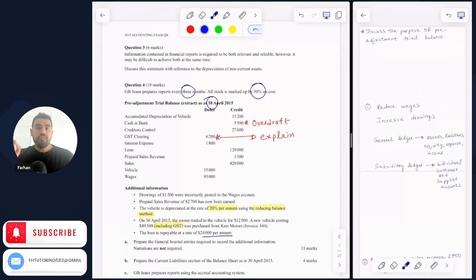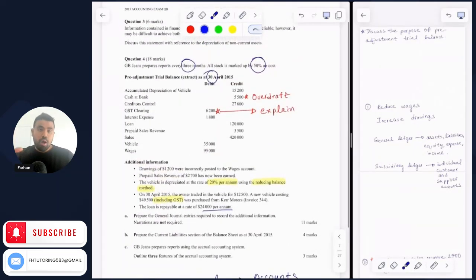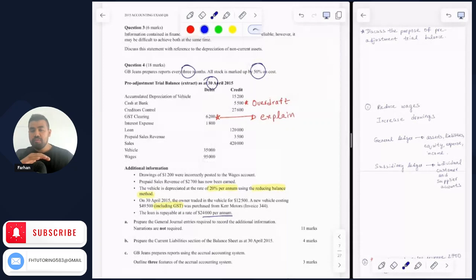In this question, firstly you will record the balance sheet adjustments in the journal, then you will prepare the current liability section of the balance sheet, and then we'll discuss three features for the accrual basis accounting system. So this question comes with many complications, so make sure to focus and follow through the entire content for an excellent understanding. So with that being said, let's get started.